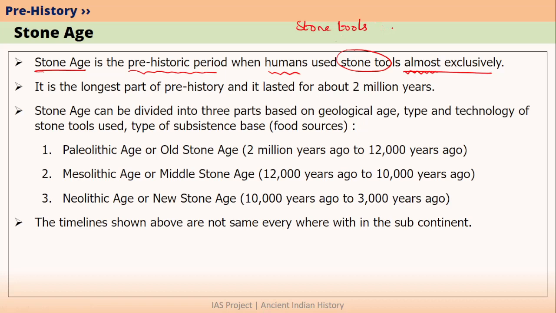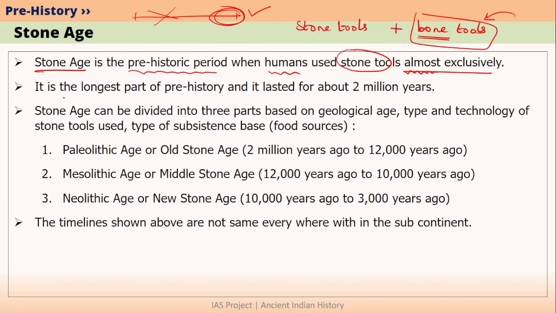But along with stone tools, bone tools were also used. Bones that mainly came from dead animals. But we must remember that initially in the Stone Age, or in the starting part of the Stone Age, bone tools were not used. Towards the end of the Stone Ages, bone tools were used. So we can say the definition of Stone Age is the prehistoric period when humans almost exclusively used stone tools. But please remember, bone tools were also used at the end of the Stone Age.